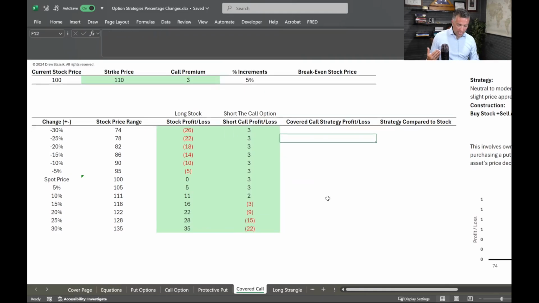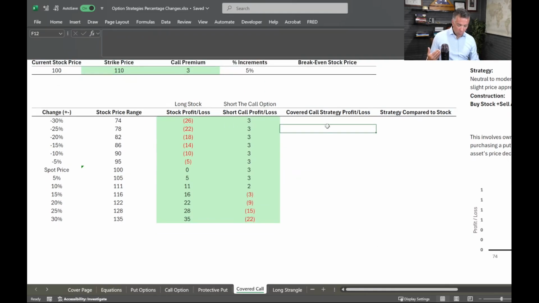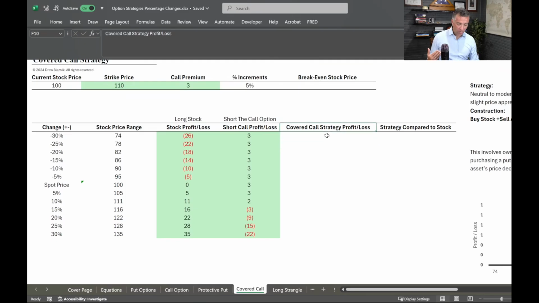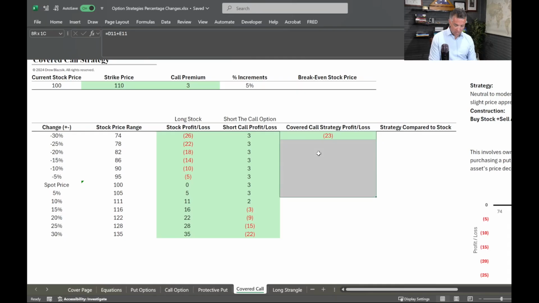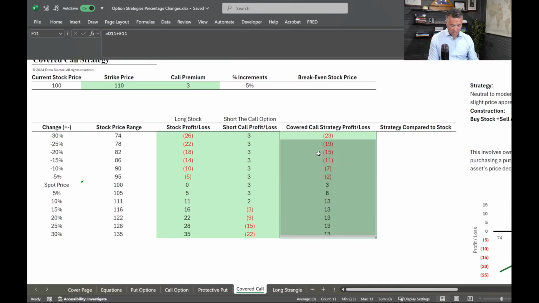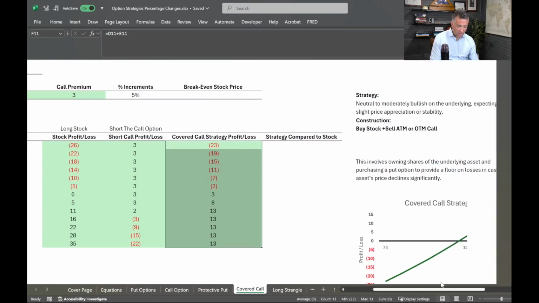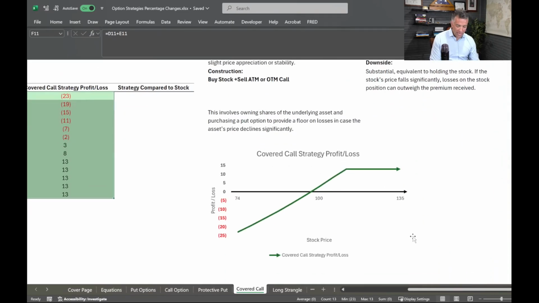So now what we can look at is, what is our covered call profit loss strategy? So I'm going to go equals. It's going to be the stock price plus the call. We sold the call. So I'm going to drag that down. And there's our profit loss. I'm going to drag it over. And that's what a covered call strategy profit loss looks like.